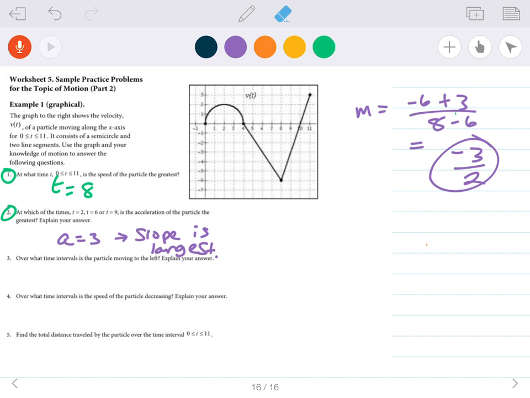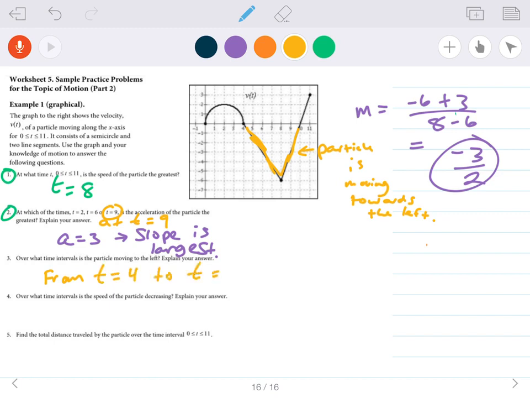So, with that being said, if we look at when it dips below the x-axis, this is when the particle is moving towards the left. And I should have said at t equals 9 for part 2. But anyway, from t equals 4 to t equals 10, it's moving towards the left.